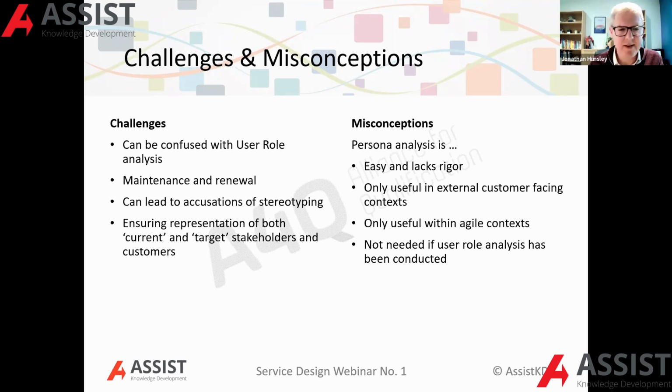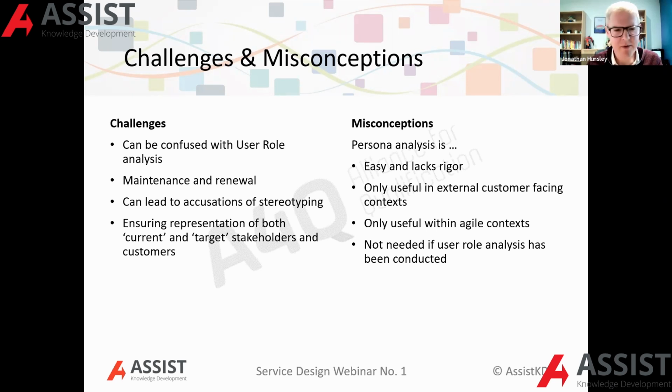Some people perceive that you can only use personas in an external customer-facing context. You can use personas to describe internal users of internal services and systems, and I would encourage you to do that. But again, you've got to be mindful of not stereotyping a particular individual within your organization.